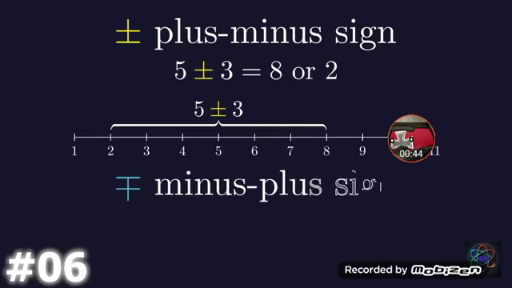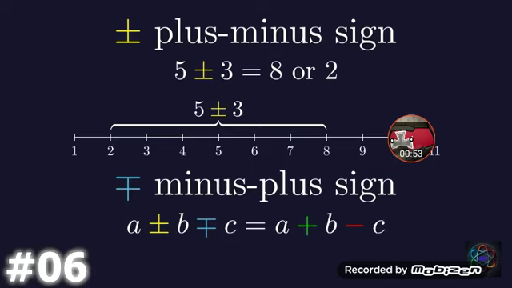Its counterpart, minus plus sign, used in conjunction with the plus minus sign, denotes the opposite sign of plus minus. For example, this expression, it's either a plus b minus c or a minus b plus c. Why? Both signs can't be the same.